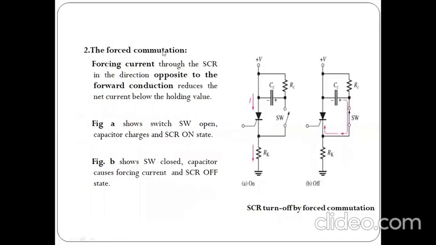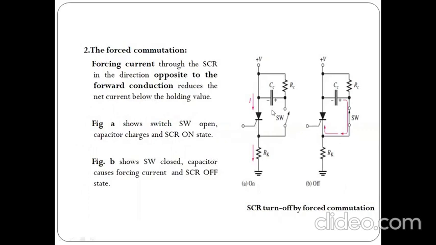The second method is called forced commutation. The forced commutation method is nothing but forcing current through the SCR in the direction opposite to the forward conduction. This will reduce the net current below the holding value. So let us see this in detail.